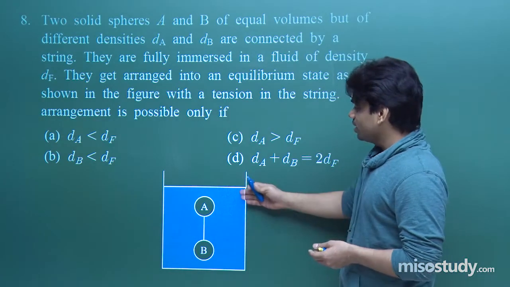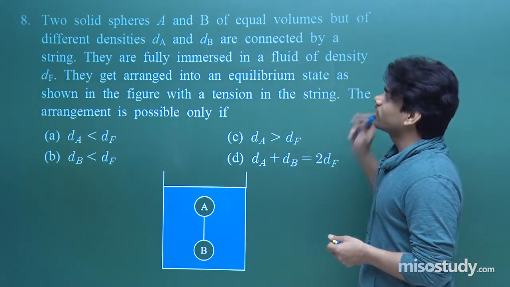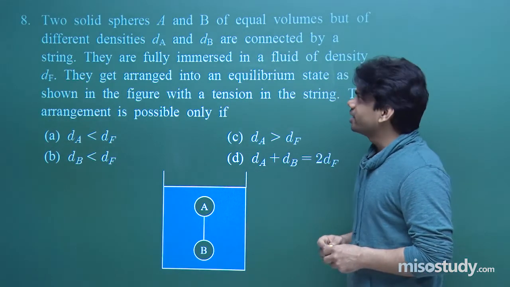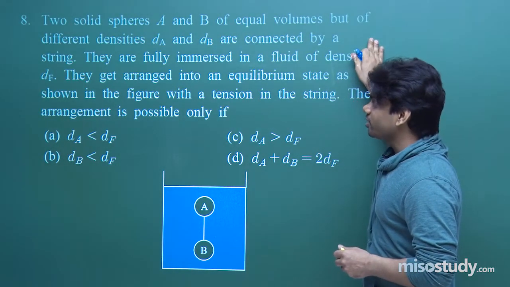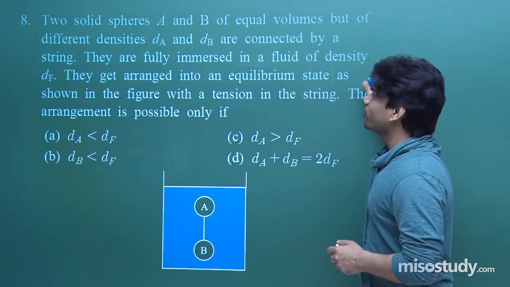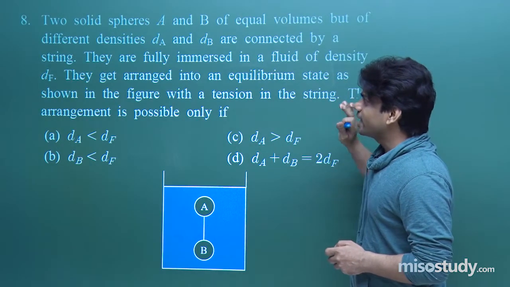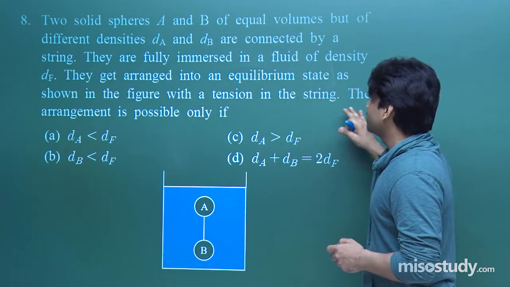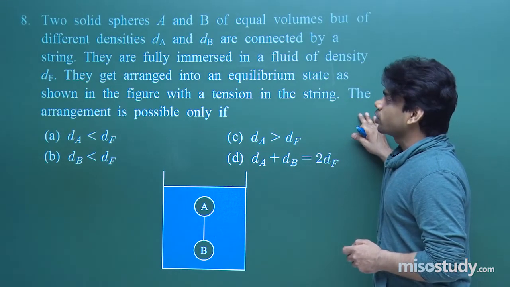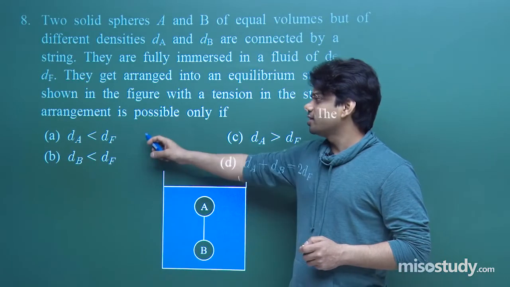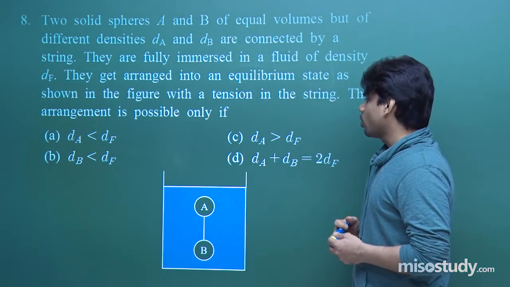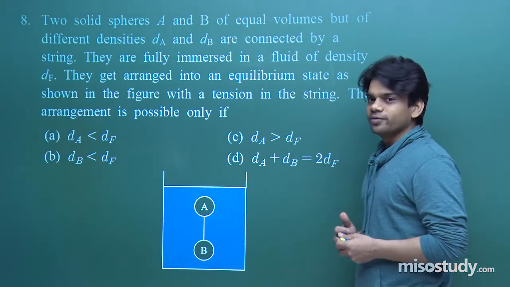Two solid spheres A and B of equal volumes but of different densities dA and dB are connected by a string. They are fully immersed in a fluid of density dF. They get arranged into an equilibrium state as shown in the figure with a tension in the string. The arrangement is possible only if: A, dA is less than dF; B, dB is less than dF; C, dA is greater than dF; or D, dA plus dB equals twice dF.